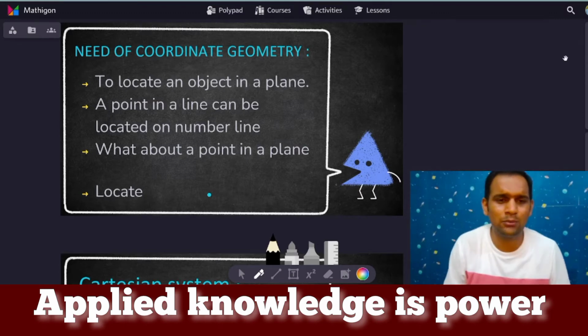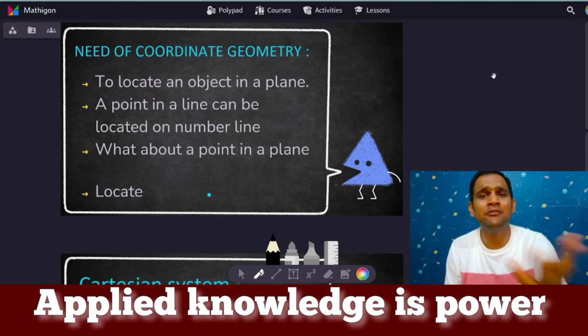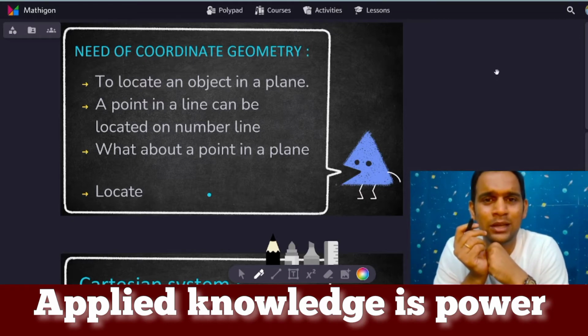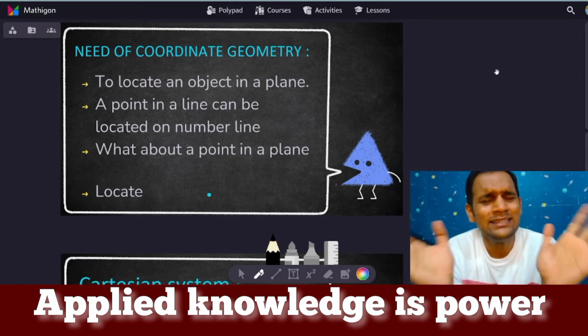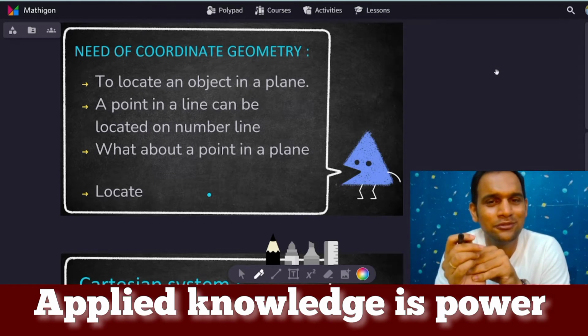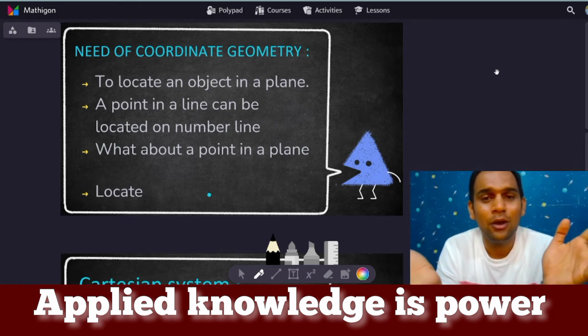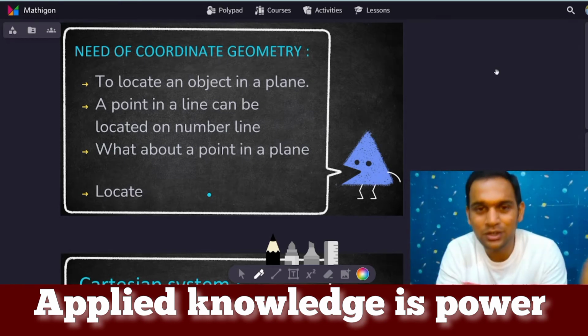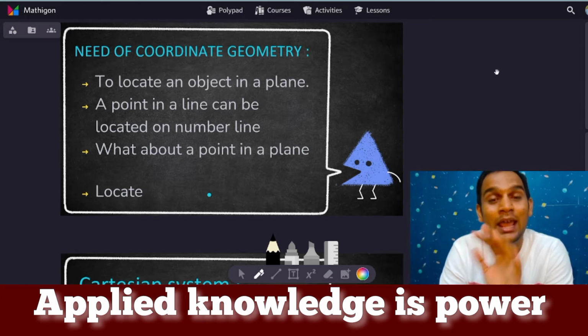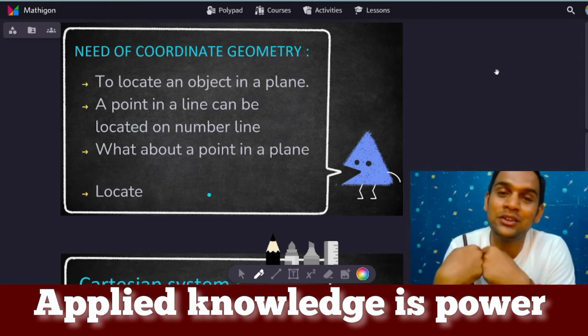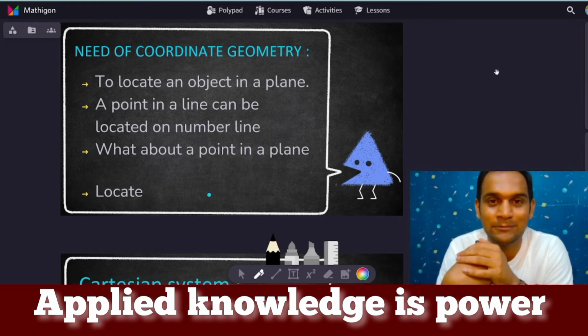Let's take one more example. If I have to go to your home, at least how many instructions do you need to give? At least you should tell me the street and house number. So over here as well, since we are working in a plane, we need at least two instructions to locate this point correctly.